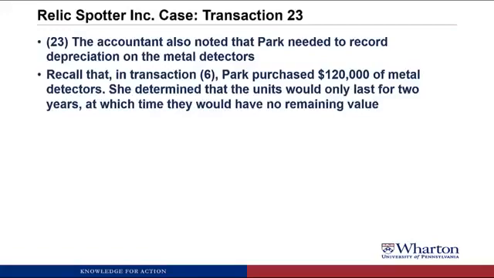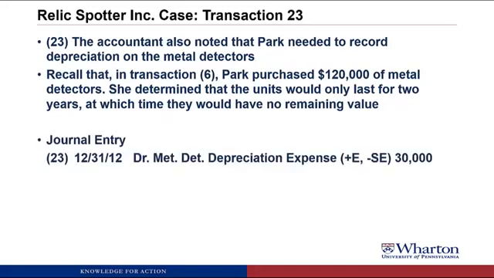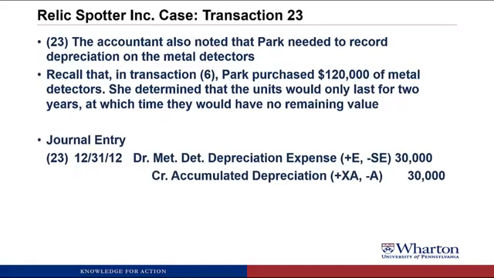Transaction 23. The accountant also noted that Park needed to record depreciation on the metal detectors. Recall that in transaction number 6, Park purchased $120,000 of metal detectors. She determined that they would only last for 2 years, at which time they'd have no remaining value. The journal entry has the same format as the last transaction. We debit metal detector depreciation expense to create the expense, and we credit accumulated depreciation to increase the contra asset where we store up depreciation over time.